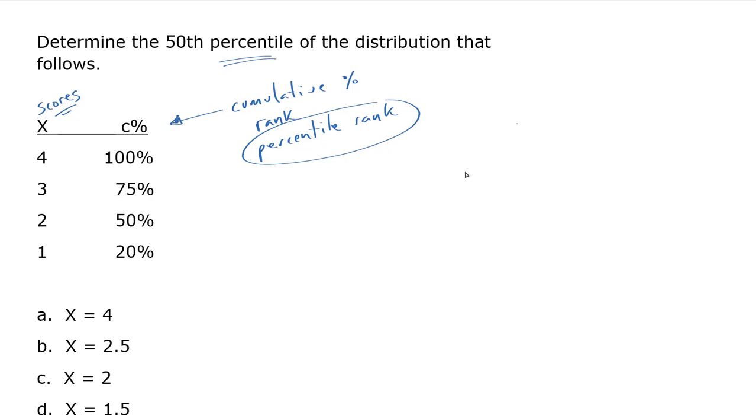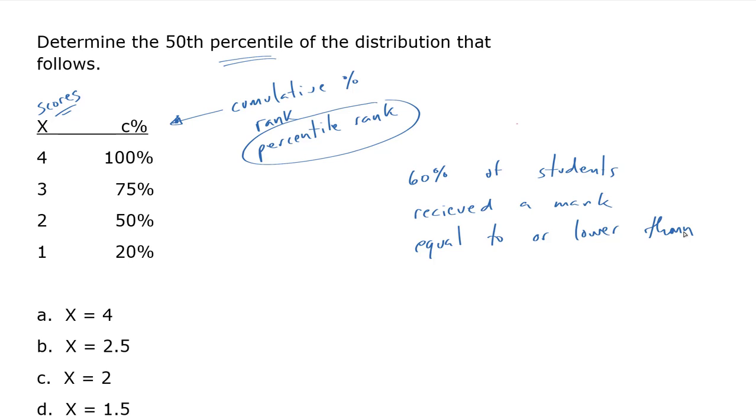Well, if I knew that, let's say, 60% of students received a mark equal to or lower than 85 on the exam, I would say that my percentile, in fact my 60th percentile, is equal to x is 85. The 60th percentile is x equals 85.